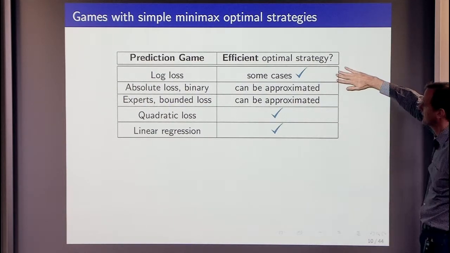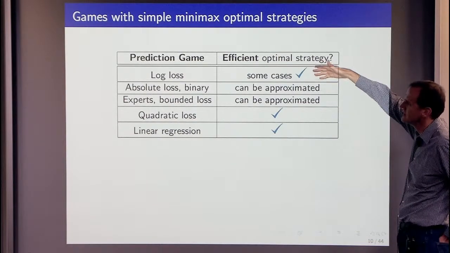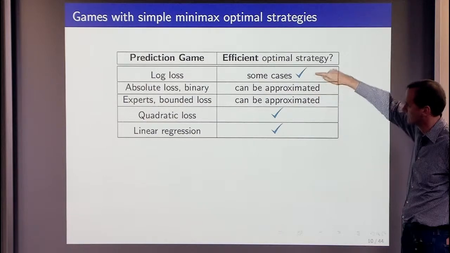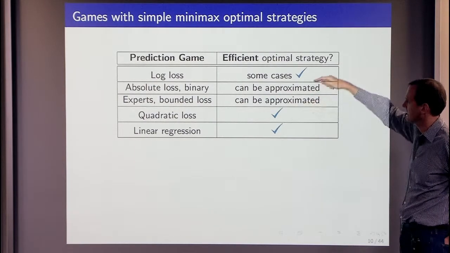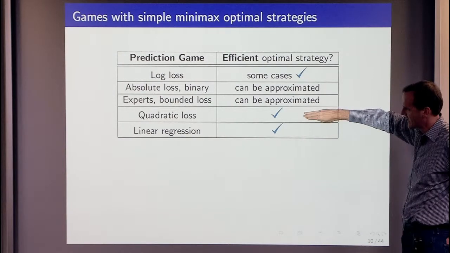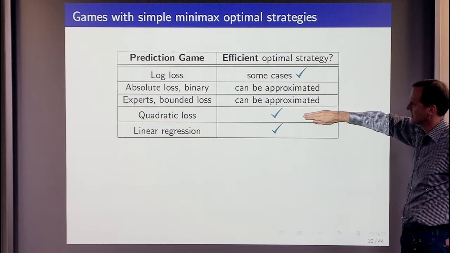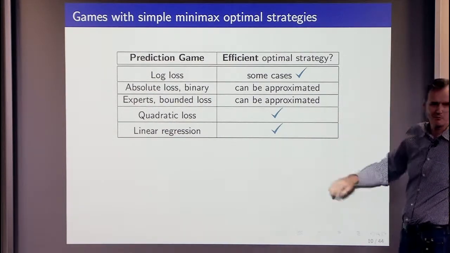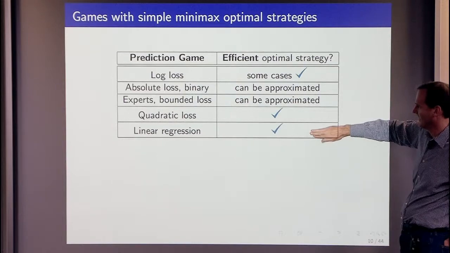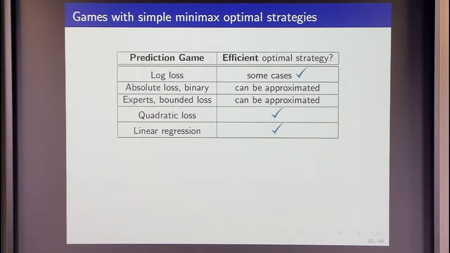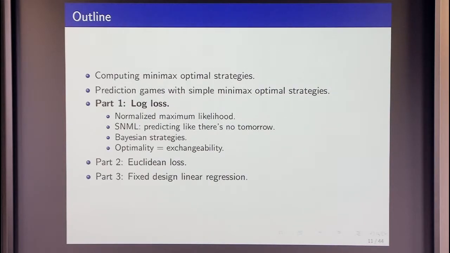What I'm going to talk about in this talk is the case related to universal compression, log loss, and some results we have there for cases where simpler strategies are optimal. The quadratic loss, so the game that the nice cartoon at the start illustrated. That was Wouter's artwork, by the way. And the linear regression case, so this adversarial formulation of fixed design linear regression. Okay, so that's the agenda.